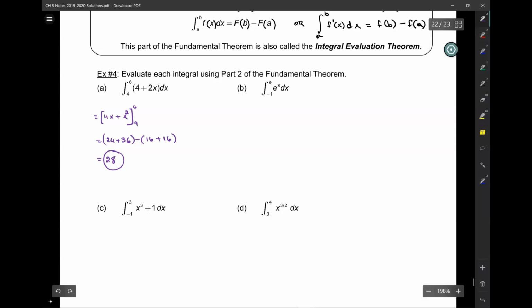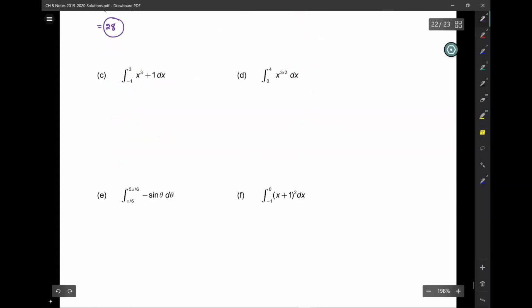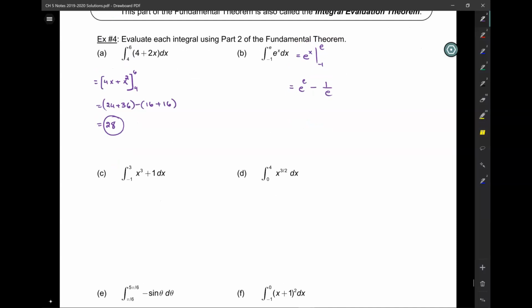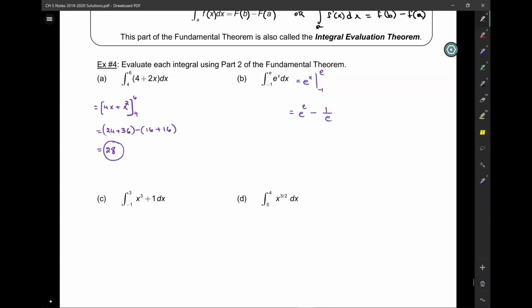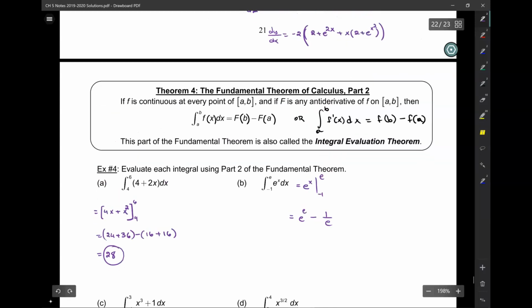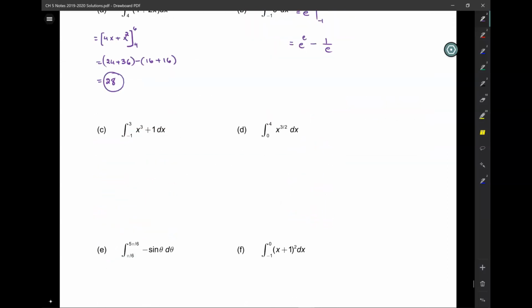The antiderivative of e to the x is e to the x, evaluated from -1 to e. So this is just e to the e minus e to the minus 1, which is 1 over e. We always subtract upper bound minus lower bound. It's always f of b minus f of a. Fundamental theorem of calculus part 2: f of b minus f of a.